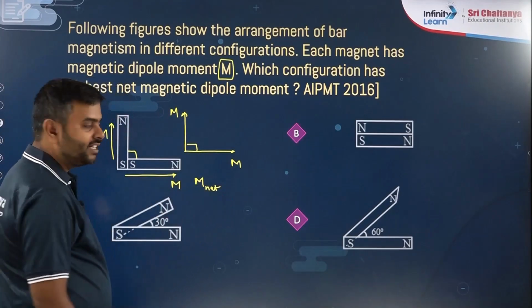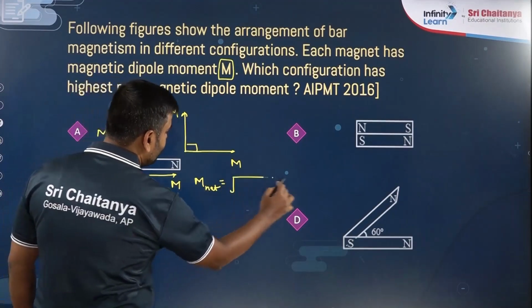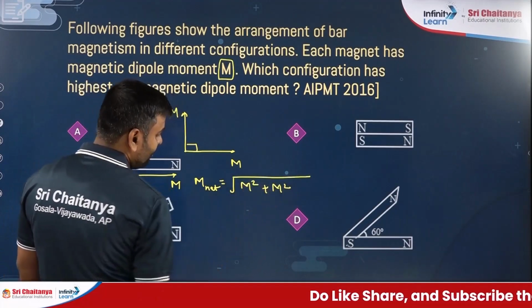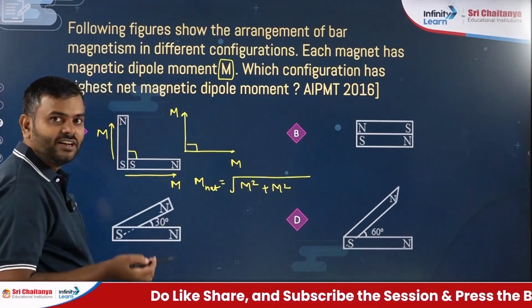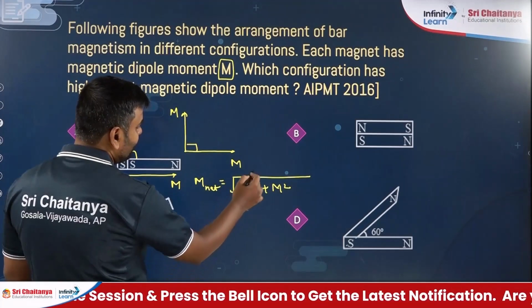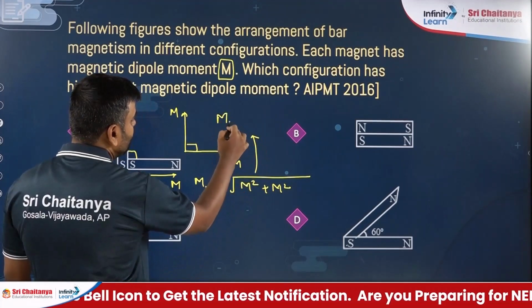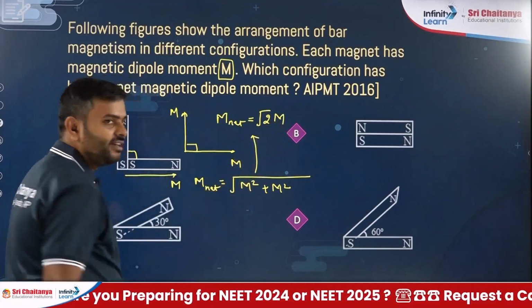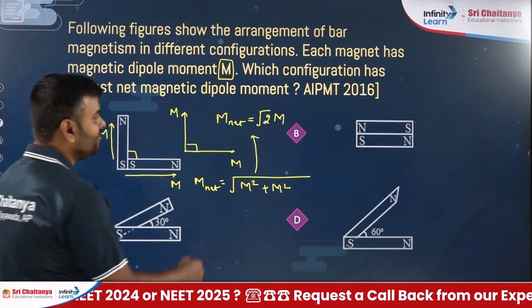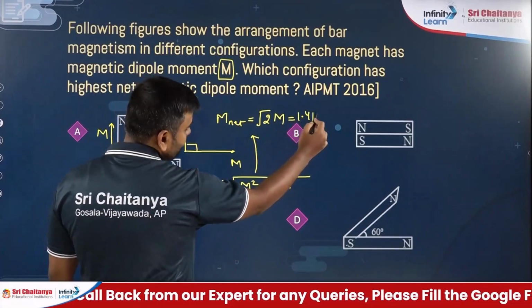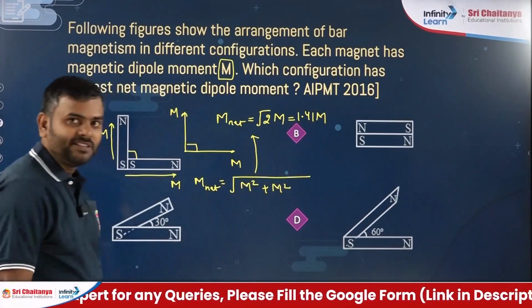This M net value will come out to be what? It will be under root M square plus M square. So the final answer we are getting in this particular situation: what will be the net magnetic moment? The net magnetic moment value we are getting is root 2 times of M. Root 2 times of M can be written as 1.41 times of M. So that will be the value we have.